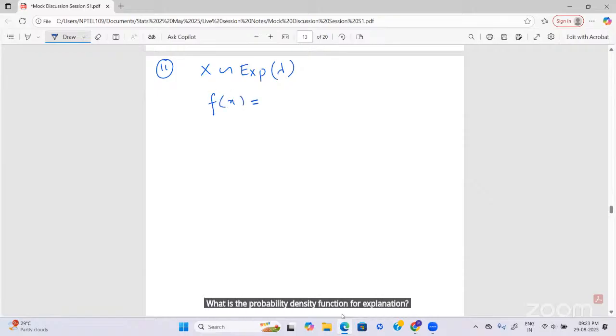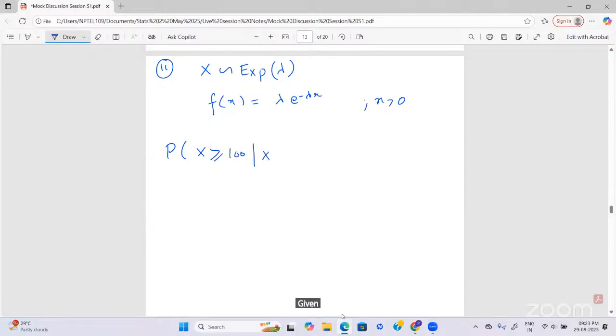So X follows exponential with parameter lambda. What is the probability density function for exponential? Lambda e to the power minus lambda x. Okay, this is the PDF for exponential. We are given that probability X greater than or equal to 100, given that X is greater than or equal to 50, is equal to probability X greater than or equal to Z.